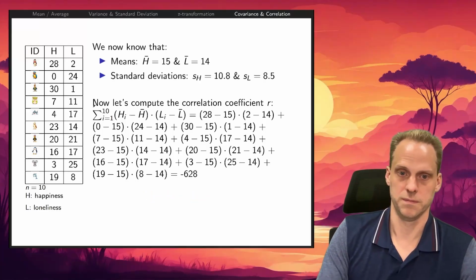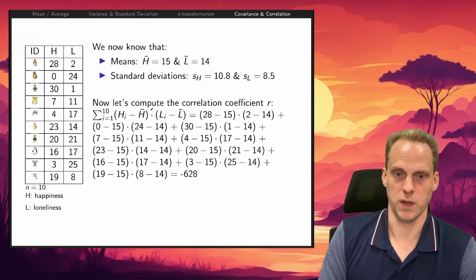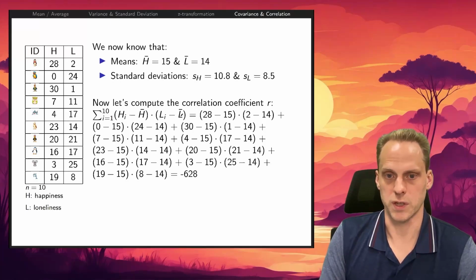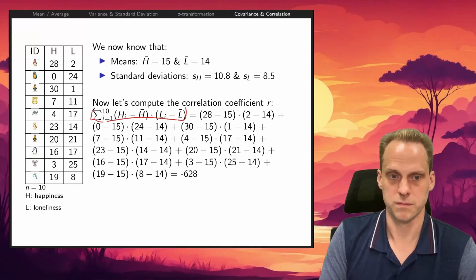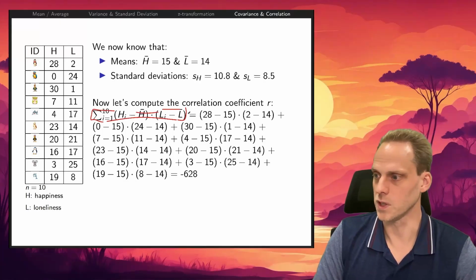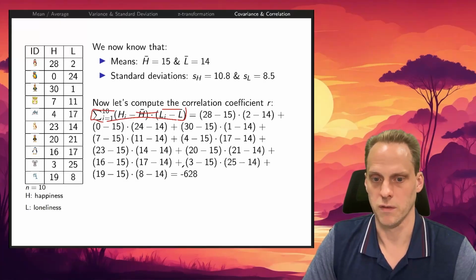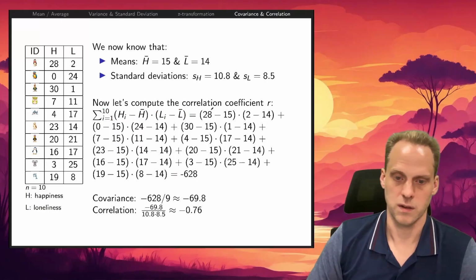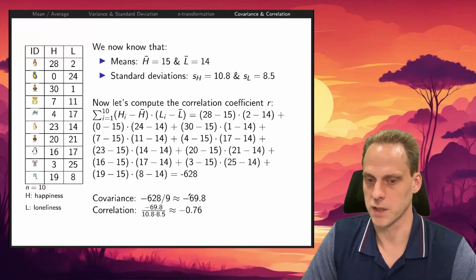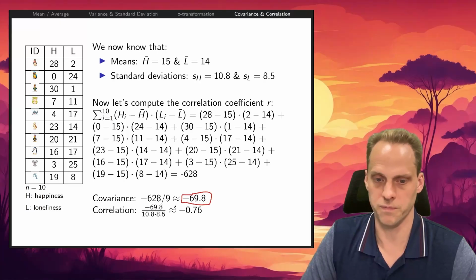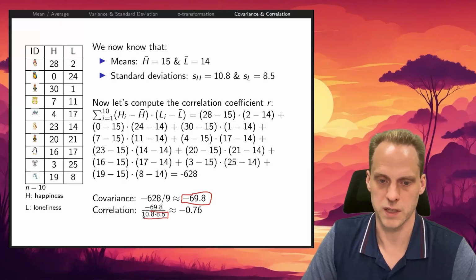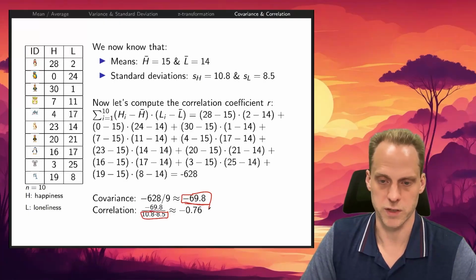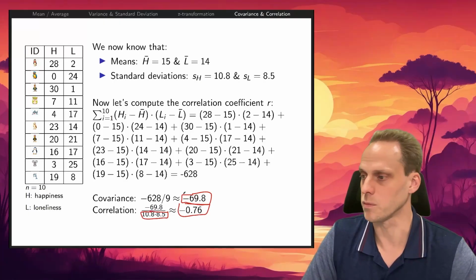So what do we do here? We have this formula here, right? First we compute this sum of deviances, basically multiply deviances. And we get a negative number, that's fine, right? It could be negative. Then we divide by n minus 1 to get the covariance. And then we divide again by the standard deviations, their product, to get the correlation. In this case, a very strong negative correlation of minus 7.6.